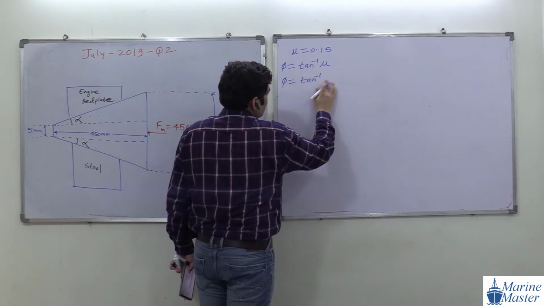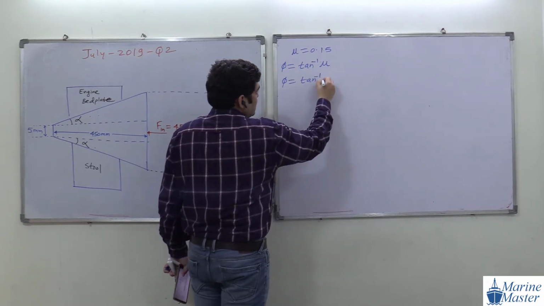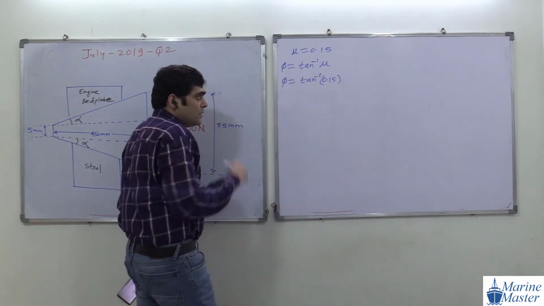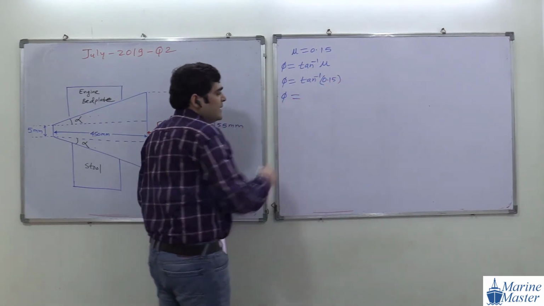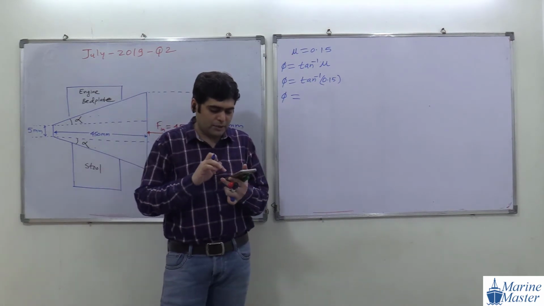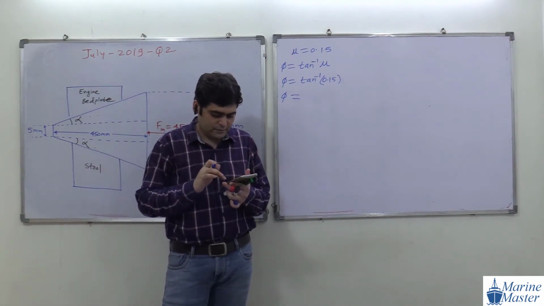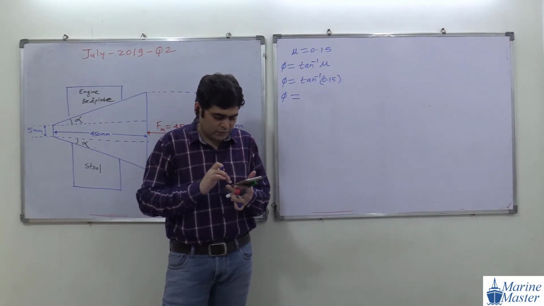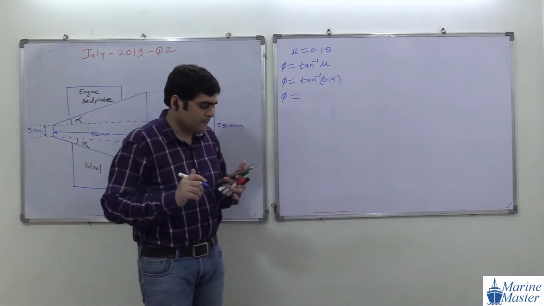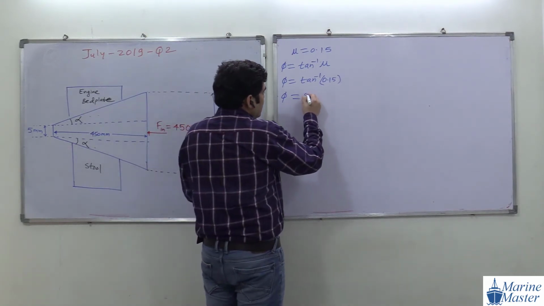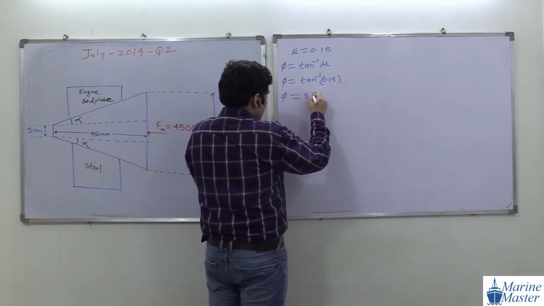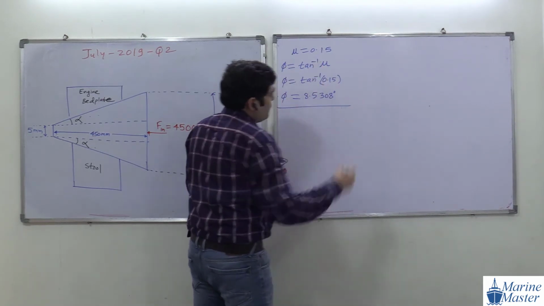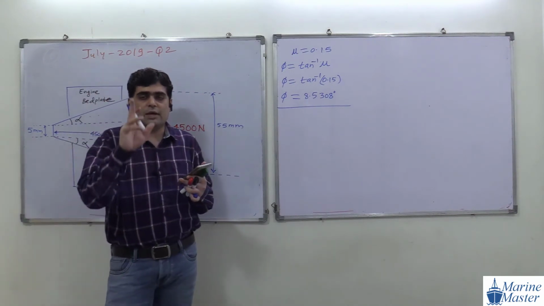Tan inverse of 0.15. Please everyone do the calculation with me and tell me the value of tan inverse of 0.15. So what value of phi are we getting? 8.5308 degree. So we got the value of phi.